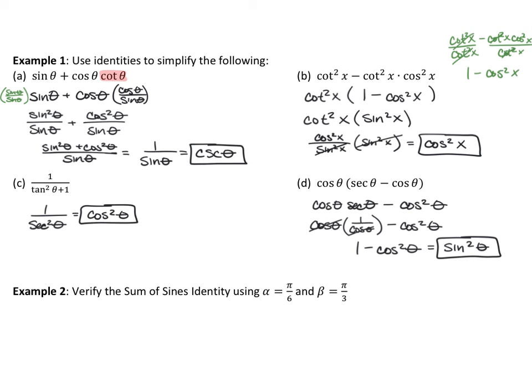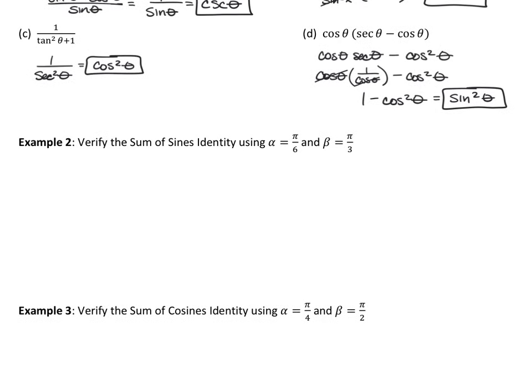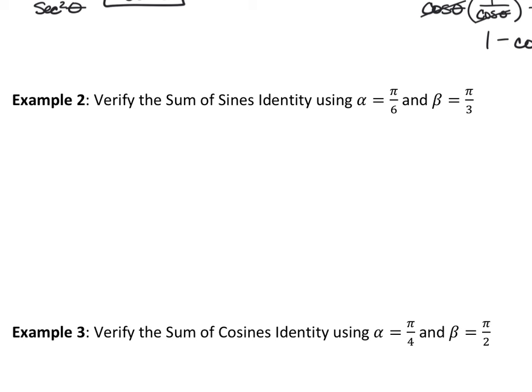Example 2 tells me to verify the sum of sines identity using alpha being equal to pi over 6 and beta being equal to pi over 3. So what I'm going to do is take from my formula chart the formula for sum of sines, and instead of writing alpha and beta, I'm going to write pi over 6 and pi over 3. So that formula would look like this. Sine of alpha, pi over 6, plus beta, pi over 3, would be equal to, and then we're going to fill in the formula.